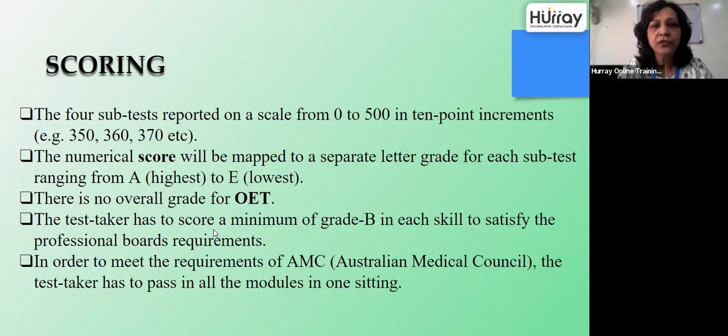The test taker has to score a minimum of grade B in each skill to satisfy the professional board's requirement. Nurses can also get a C+ for writing, and still they're eligible to go to the English-speaking countries. In order to meet the requirements of AMC, that is Australian Medical Council, the test taker has to pass all the modules in one sitting, but now there is also clubbing included, so you can club your scores after you're doing the following tests.